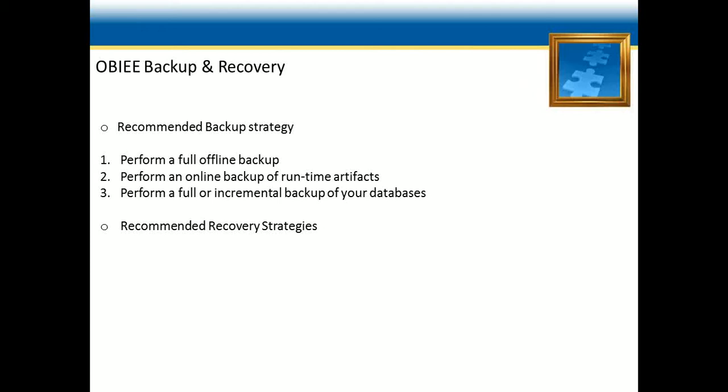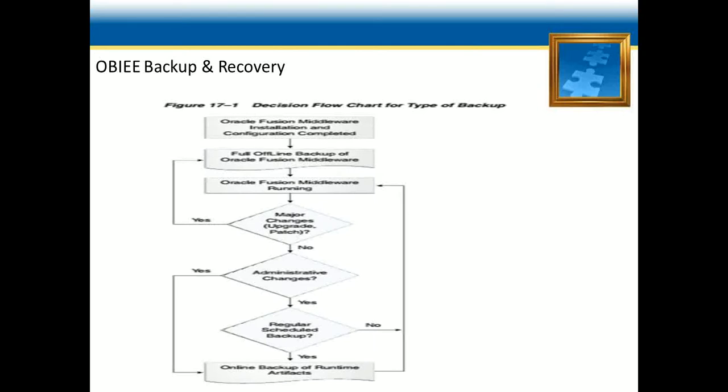Next is to perform an online backup of runtime artifacts. This involves backing up the runtime artifacts. It enables you to restore your environment to a consistent state as of the time of your most recent configuration and metadata backup. To avoid an inconsistent backup, do not make any configuration changes until the backup completes.